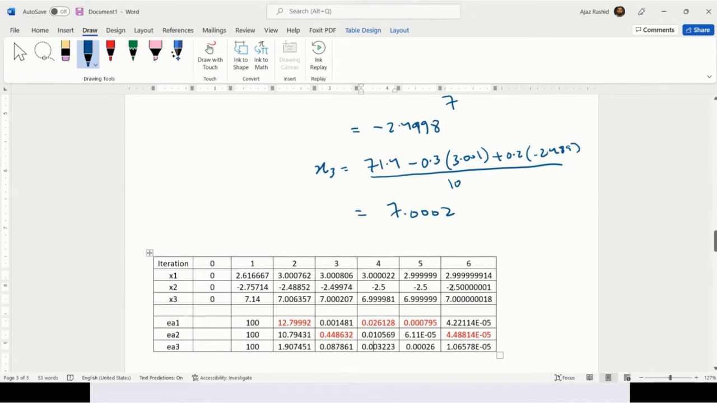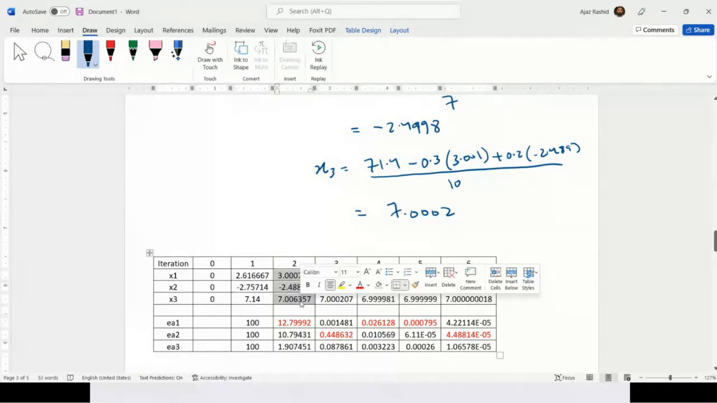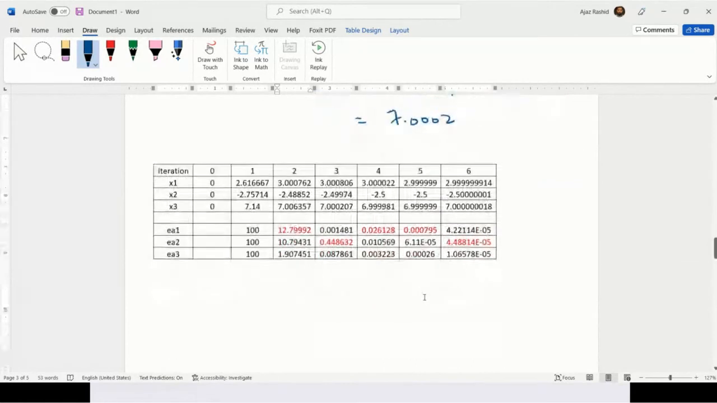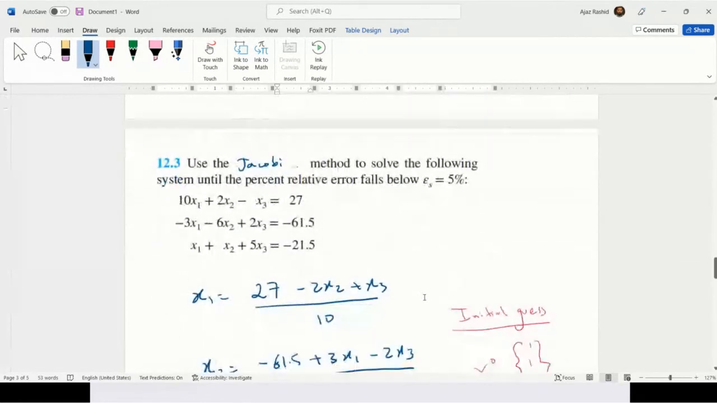And we can see that the true root is 3, minus 2.5, and 7. So we are still very close. Even from the second iteration, we are very close to the actual values, which are 3, minus 2.5, and 7. So 2-3 iterations were good enough to reach the value.